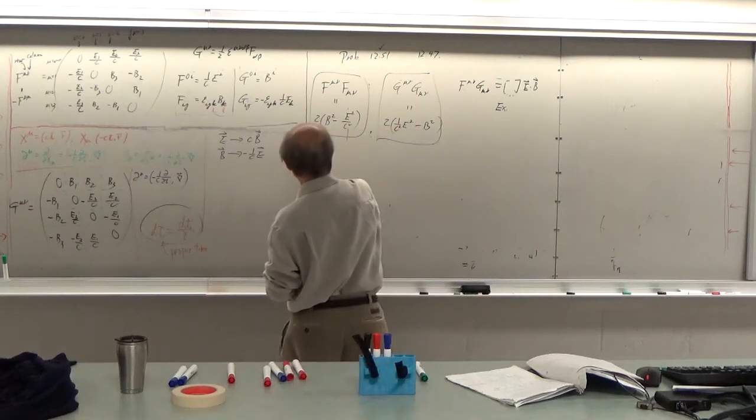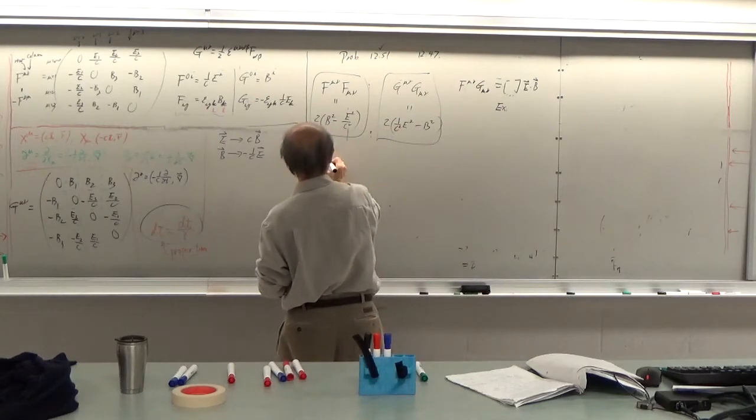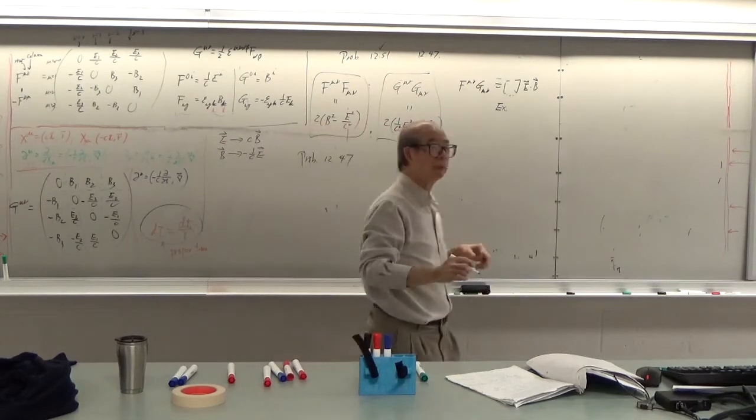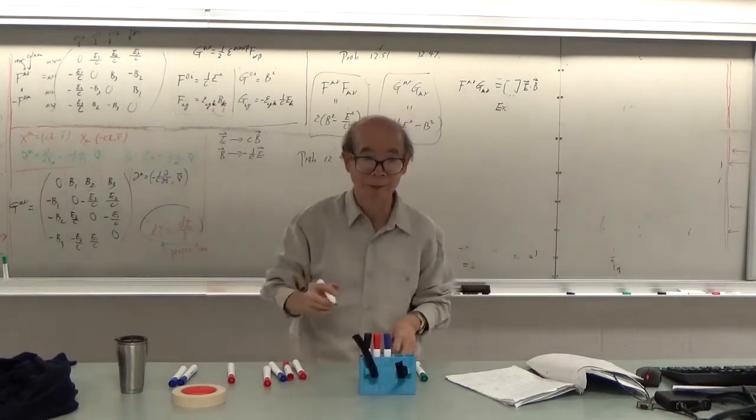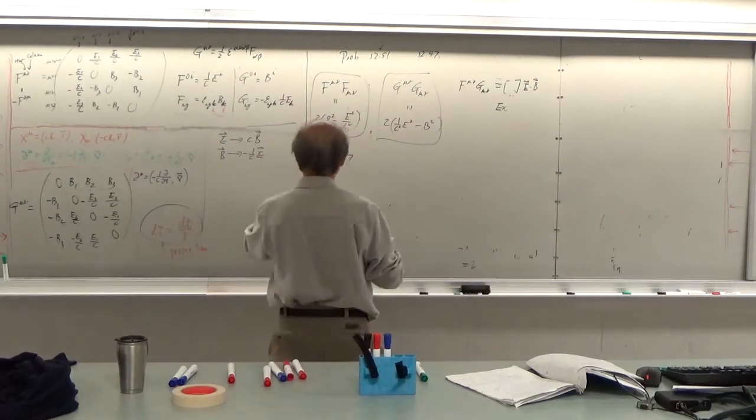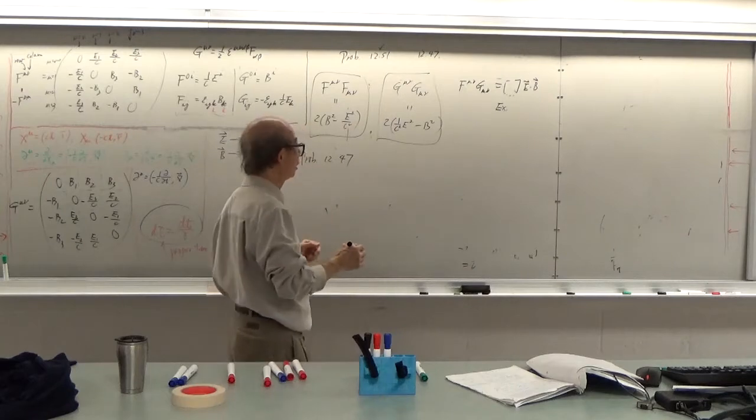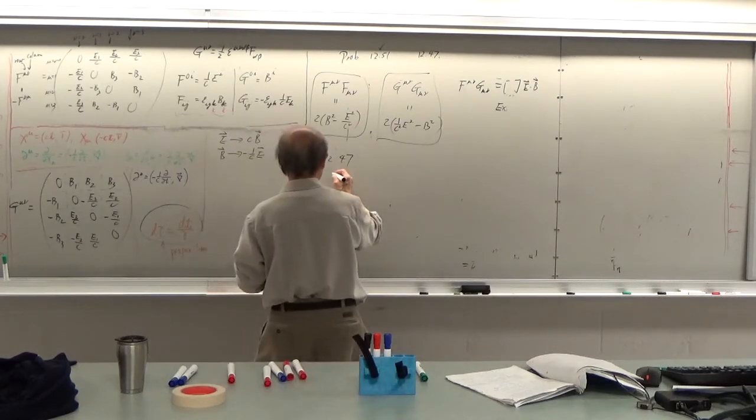Now let me talk about problem 12.47. There are 3 parts to this problem. I will do some of them for you. In this problem, we are asked to find the Lorentz transformation of E dot B.